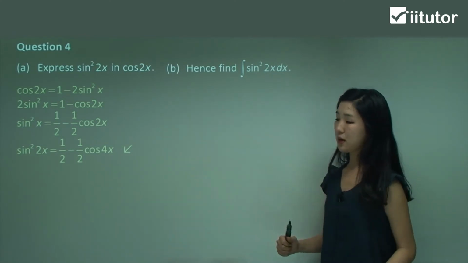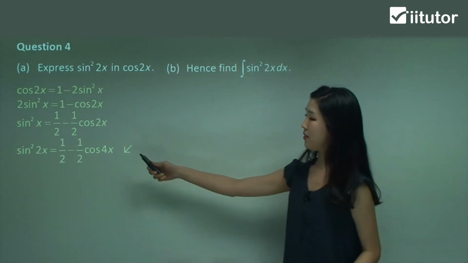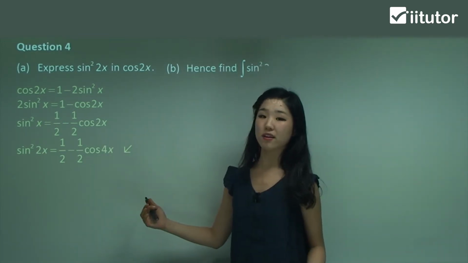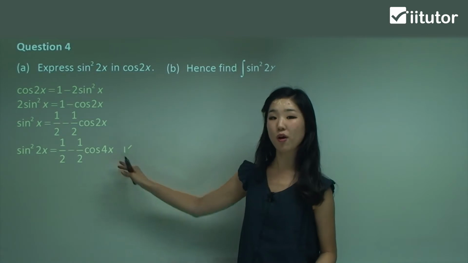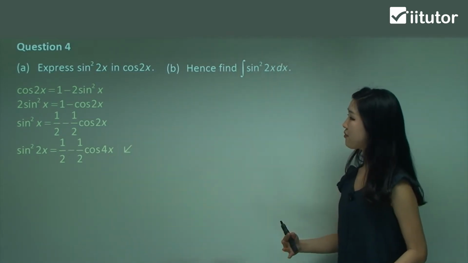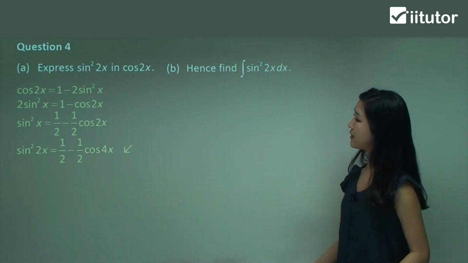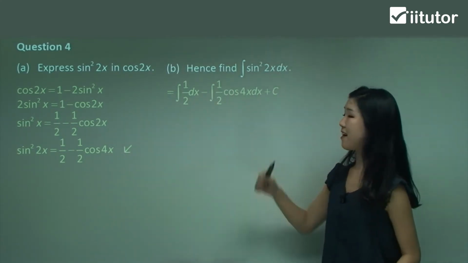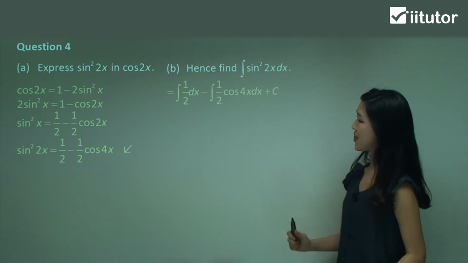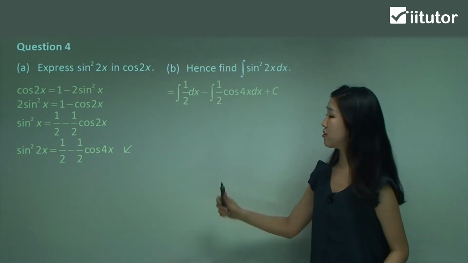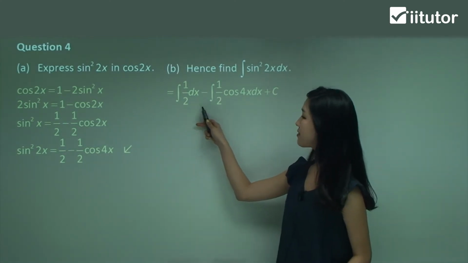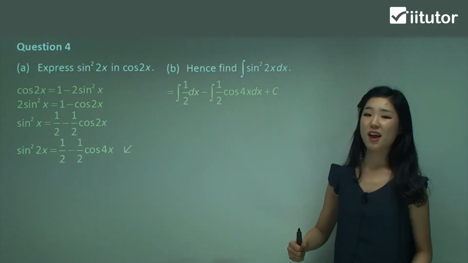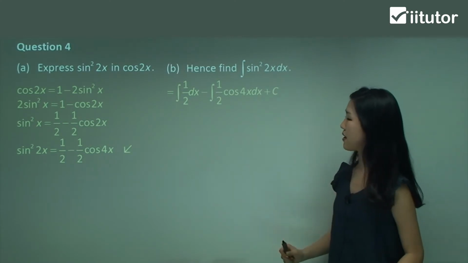That's why we use our double angle properties, like we did here, in order to get the power as just 1. So it's not cos squared, it's simply cos. Therefore, all I'm going to do is integrate this one that I've obtained in part A, because that is sine 2x squared. I'm just going to separate out the integral. So I have the integral of half dx minus the integral of half cos 4x dx, and then plus c. Make sure you always plus c.